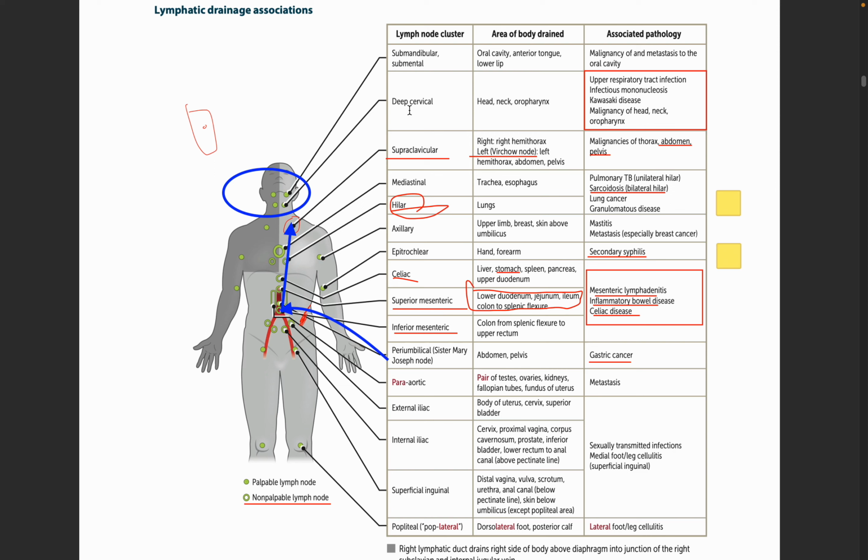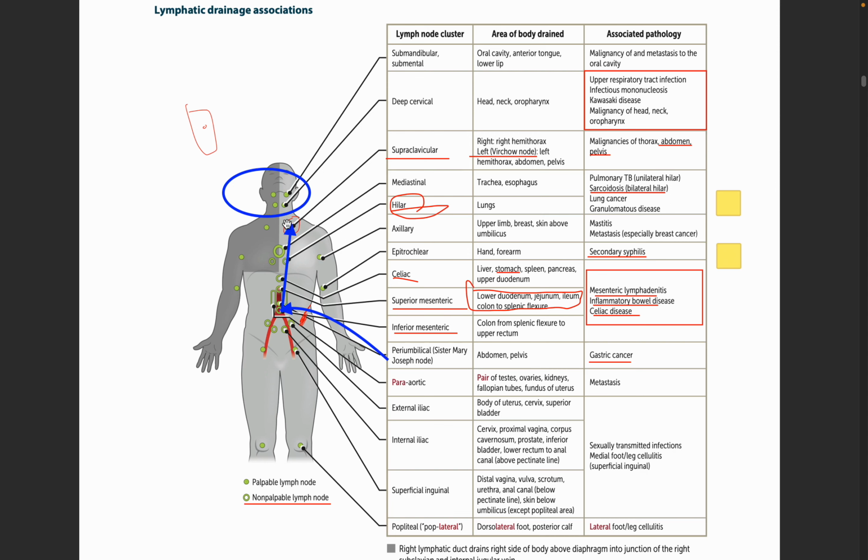Then are the deep cervical lymph nodes. Actually, both kinds of lymph nodes are cervical lymph nodes, but then comes the deep cervical lymph node, which is drained by the head, neck and oropharynx, and the associated pathologies regarding that are the upper respiratory tract infection, infectious mononucleosis EBV, and then comes the Kawasaki disease, and then comes the malignancy of head, neck and oropharynx. Then are the supraclavicular lymph nodes.